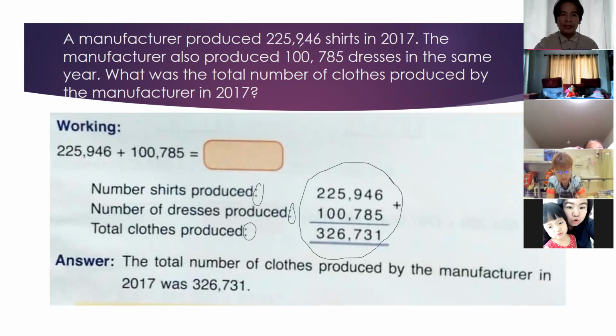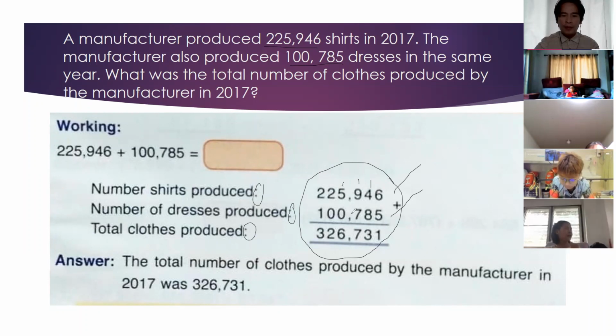And then after that, you do the usual thing, which is the addition of the numbers. So this is the number 225,946. And then the second number is 100,785. 6 plus 5 is equal to 11. Carry 1. 1 plus 4 plus 8 is 13. Carry 1. 9 plus 1 plus 7 is 17. 1 over 5. 5 plus 1 plus 0 is 6. 2 plus 0 is 2. 2 plus 1 is equal to 3.